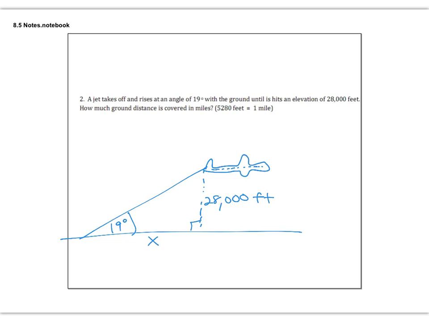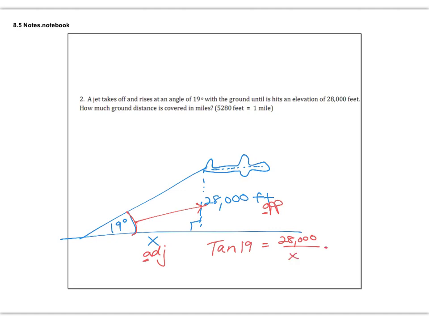All right, so again, we can use SOHCAHTOA. Think about your angle. Here's the angle that we're working with, and the 28,000 looks to be opposite of that angle. The x, the ground distance that we're trying to find, is the adjacent side. It's not the hypotenuse, so it must be adjacent. Think about SOHCAHTOA. Which one has the O and the A? If you're thinking TOA, you're right. So we're going to use tangent of 19 equals opposite over adjacent.